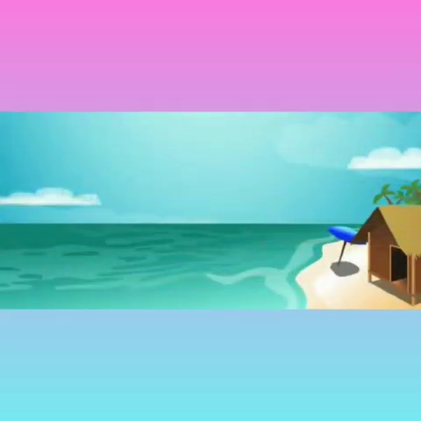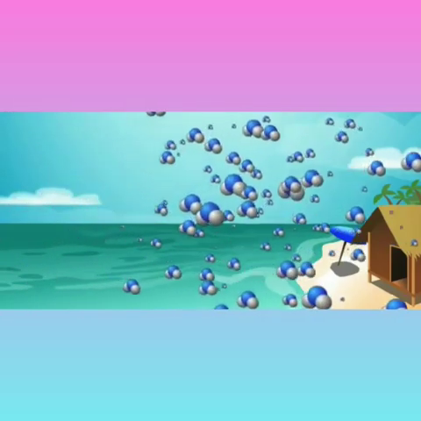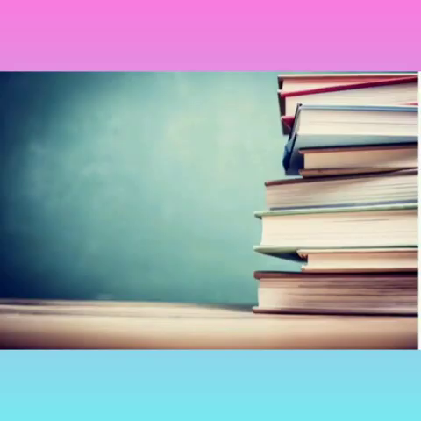Atmospheric pressure is a very important element of climate as it controls the movement of winds and therefore controls the amount of precipitation a region receives. Isobars are lines that join places having the same atmospheric pressure.